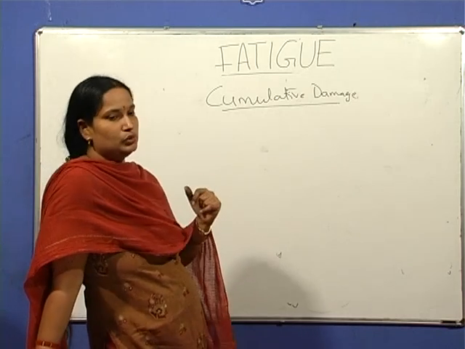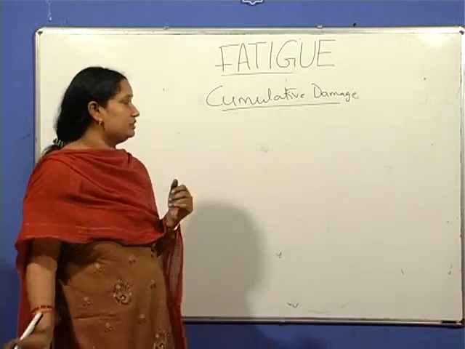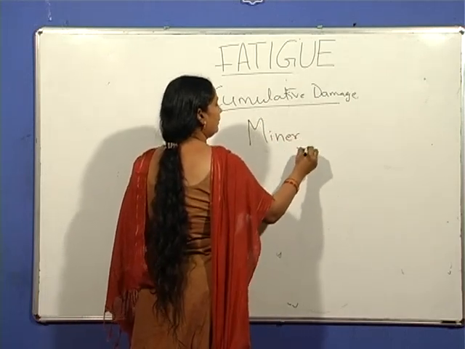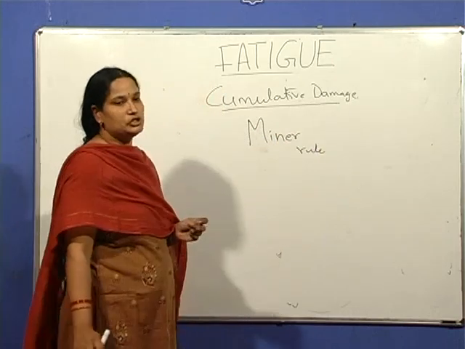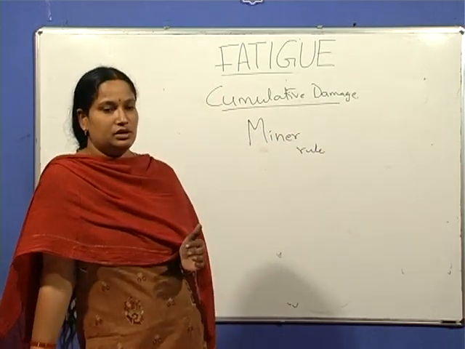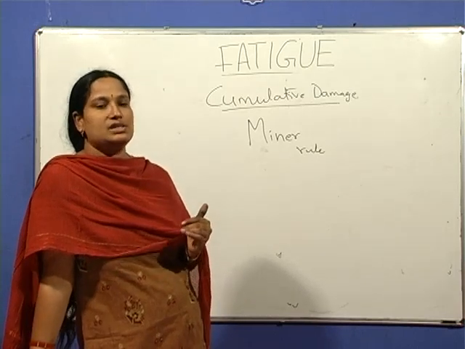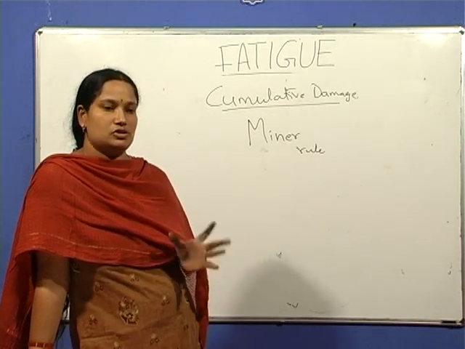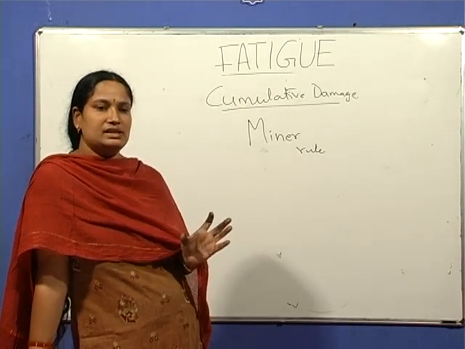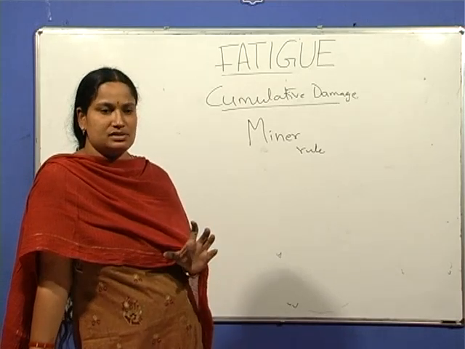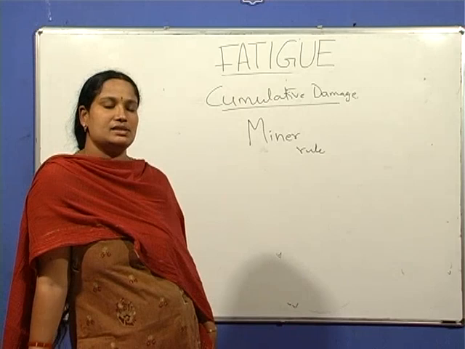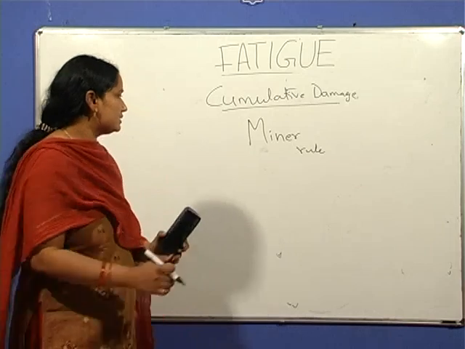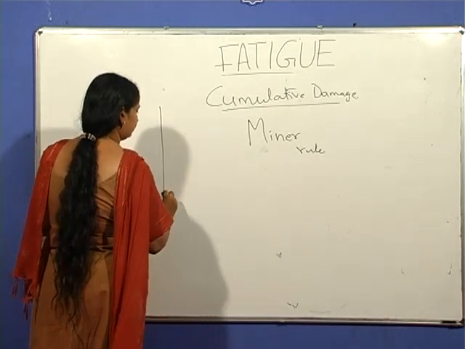So, this damage rule, which is given by the scientist Palmgren-Miner, known as Miner's rule, assumes that fatigue damage is accumulated till the life of the component is exhausted. That means it is a damage accumulation process until the life of the component is exhausted. So, this can be considered by this example.